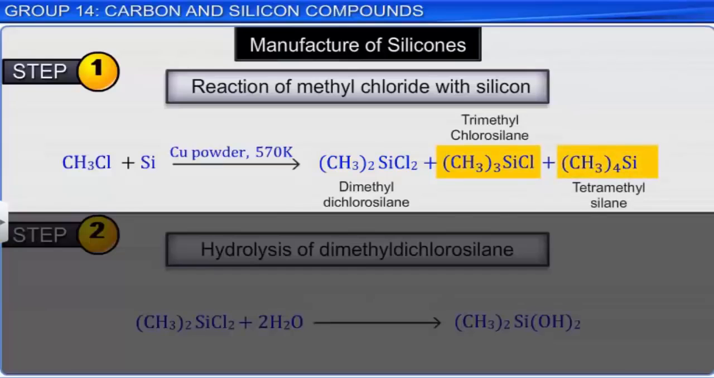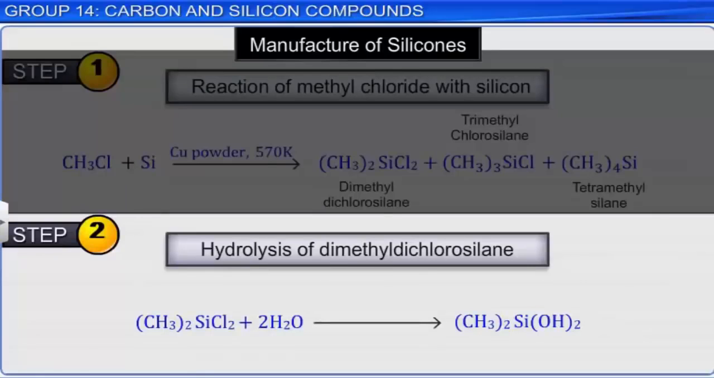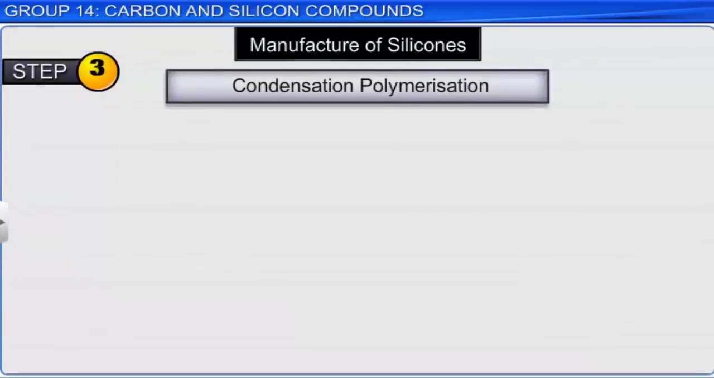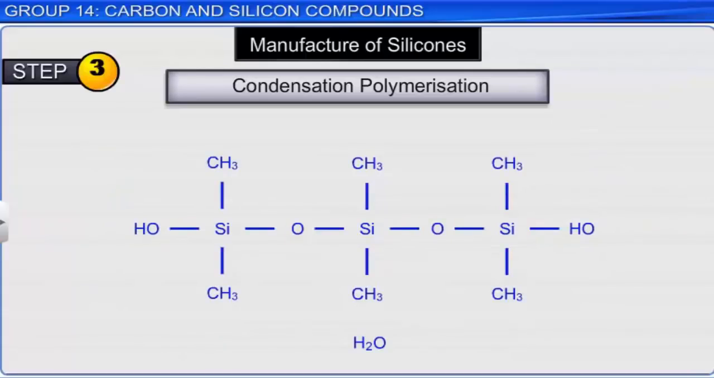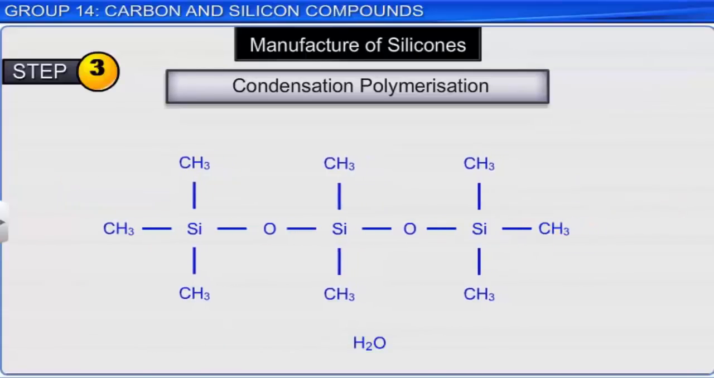Next, the dimethyl-dichlorosilane is hydrolyzed, as shown in the reaction. Finally, the straight-chain polymer is formed by condensation reactions. To control the length of the polymer, adding trimethylchlorosilane blocks ends the chains.